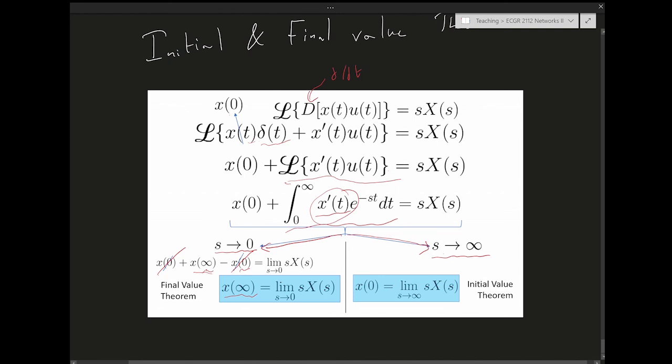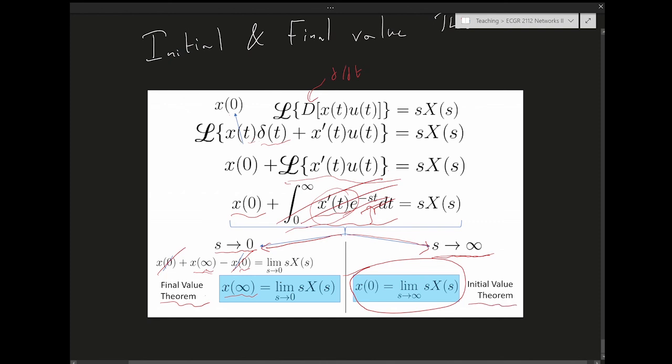Let's take now the limit as s approaches infinity. So I'm taking the limit as s approaches infinity of sX(s). Well, this is easy. As s approaches infinity, I get e to the minus infinity t, which is 0. So this whole term goes to 0. I end up with only x(0), the initial value. So those are the two theorems, the final value theorem and the initial value theorem.